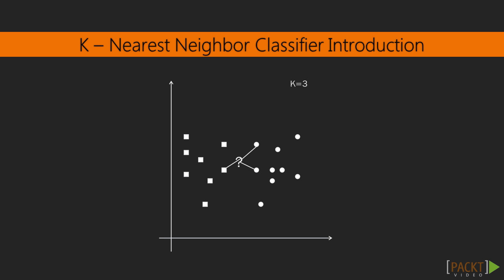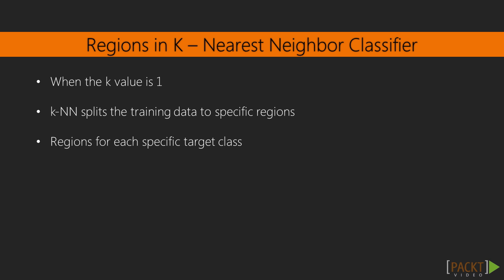Now, the question is, what if the k-value is 1 and how do we find the nearest neighbors? Don't panic, we're going to talk about that in a moment. What would happen when the k-value is 1? Will it be able to successfully predict the output class, or will it fail to predict the output class? This is the greatness of the k-nearest neighbors classifier. Even if the k-value is 1, it comes up with a regions approach to predict the best target class. Let's know more about this regions approach of k-nearest neighbors classifier.